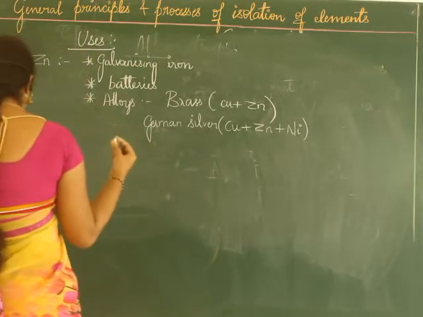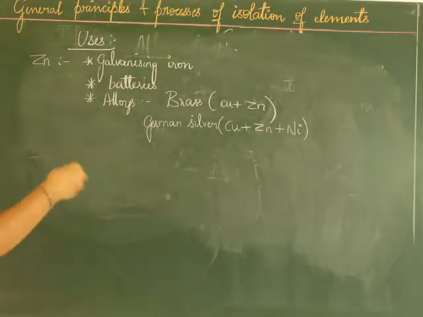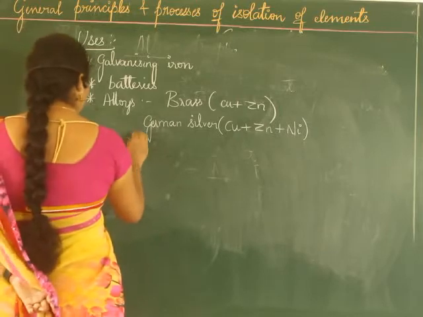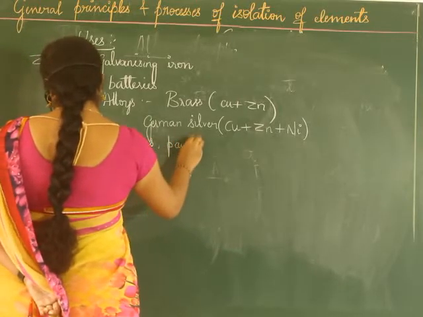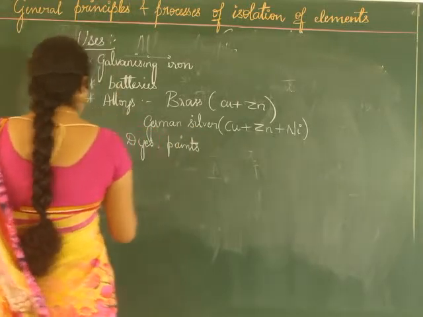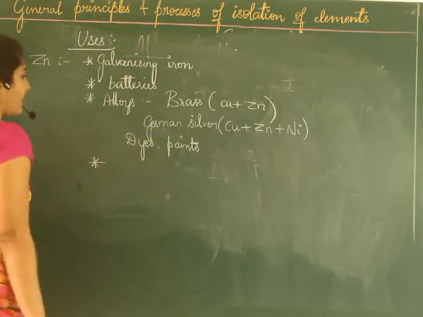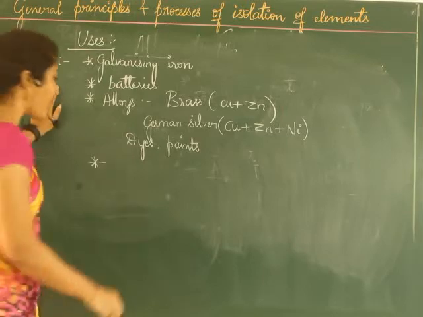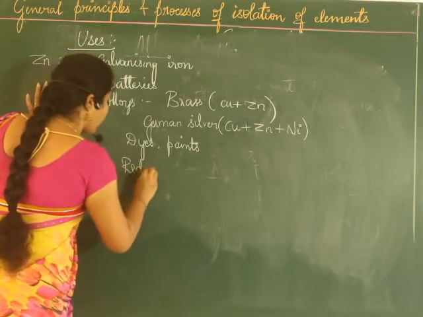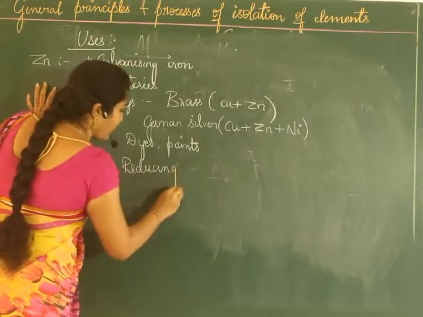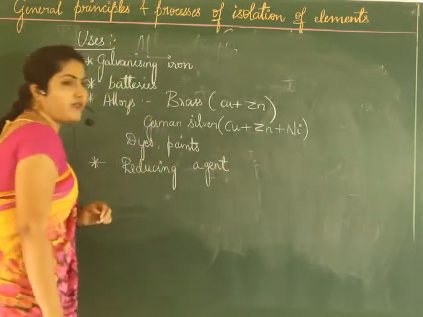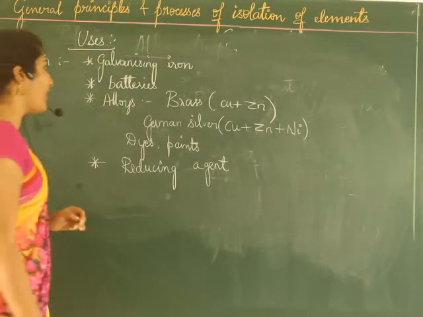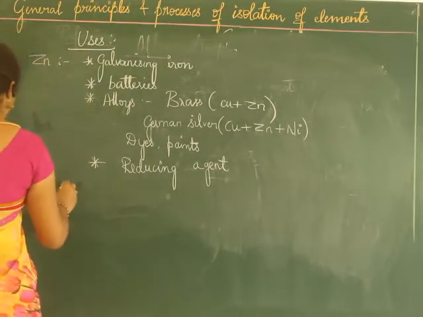And it can be used in dyes, coloring agents, paints also. And the most important one is zinc is used as a reducing agent. Reducing agent, you know, which helps for reduction. It also can be used as a reducing agent.